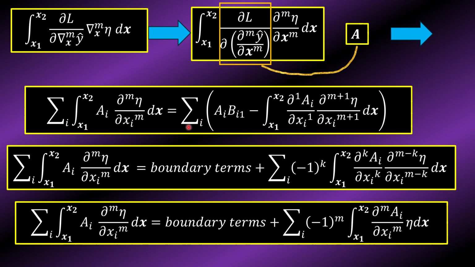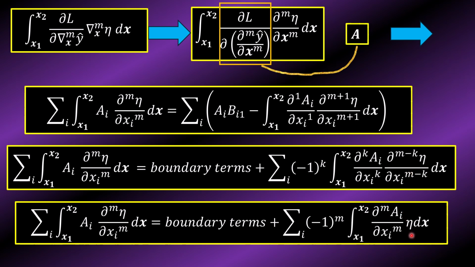So if you keep on integrating by parts, you're going to keep on getting these boundary terms, which is just like these a sub i multiplied by the b sub I k. And we're going to do this all the way to the kth term. And if you keep on going all the way to the mth term, then you get m minus m. That's equal to 0. And the zeroth derivative of eta with respect to xi, that's just eta.